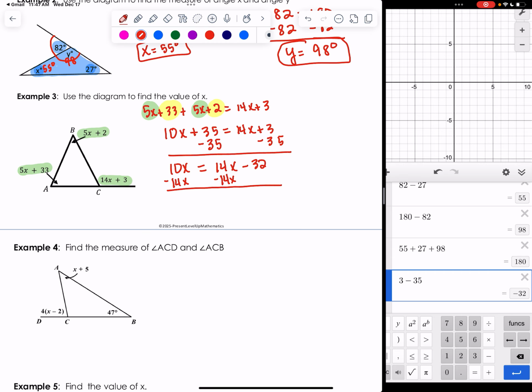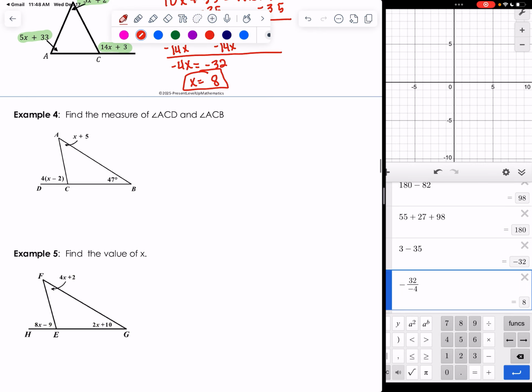So 10x minus 14x would be negative 4x equals negative 32. And then divide. So we're going to take negative 32 divided by negative 4. And that gives me positive 8. So the value of x in this problem is positive 8.